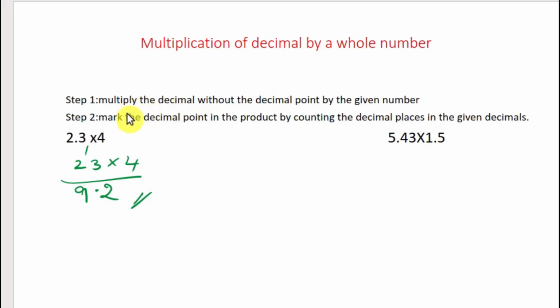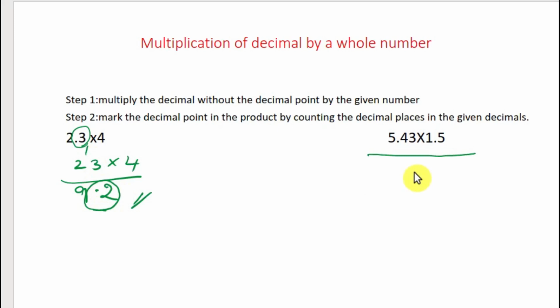Here, two steps are there. Multiply the decimal without the decimal point by the given number. I have written 23 as such. Mark the decimal point in the product by counting the decimal places in the given decimals. I have counted only one decimal place, so 1 point here. Shall I do one more?